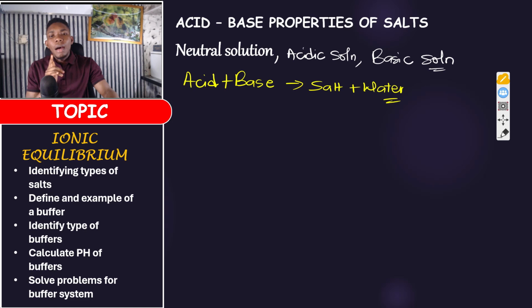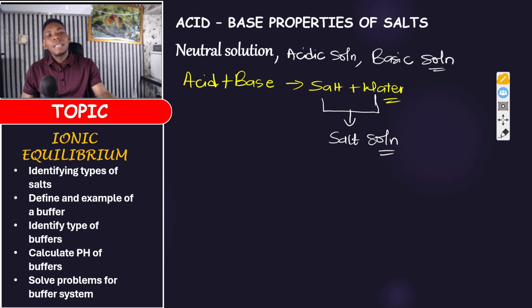Now we can also call them salt solution, because we know that when acid and base react, we are going to form salt and water. So a mixture of salt and water is called what? Salt solution, right? Now, depending on the nature of the acid and the base that react and their strength, we can form different types of salt solution. And this is where we have the neutral solution, the acidic solution, and then the basic solution. Do you understand the concept?